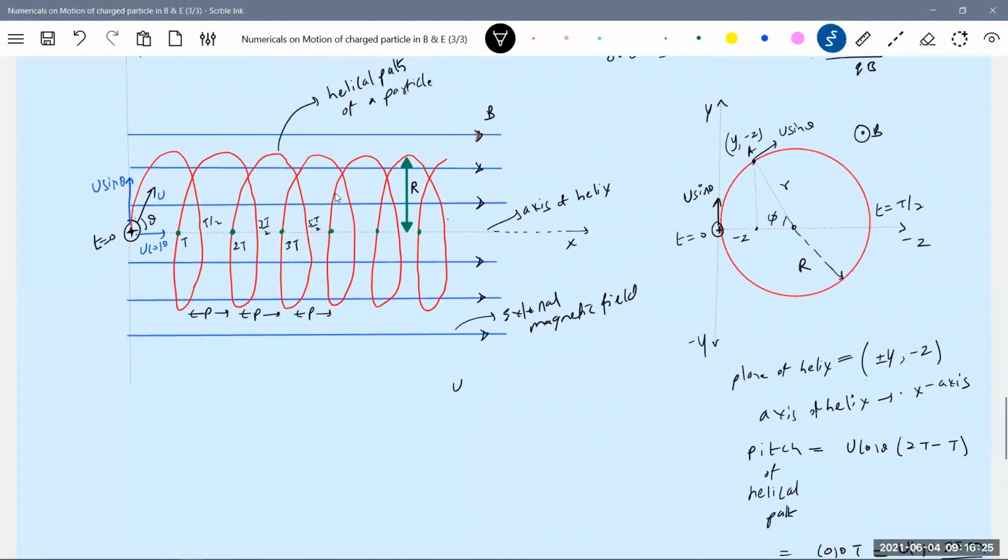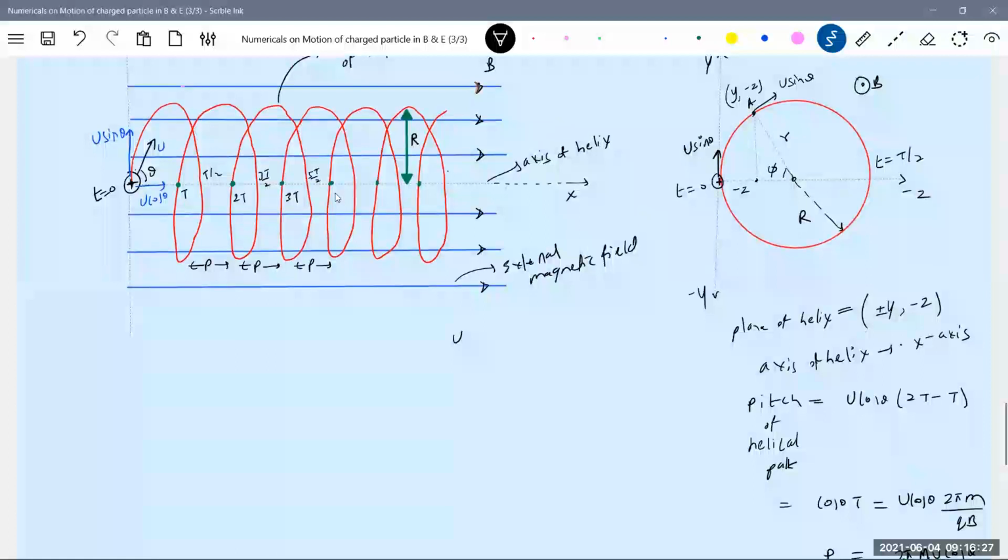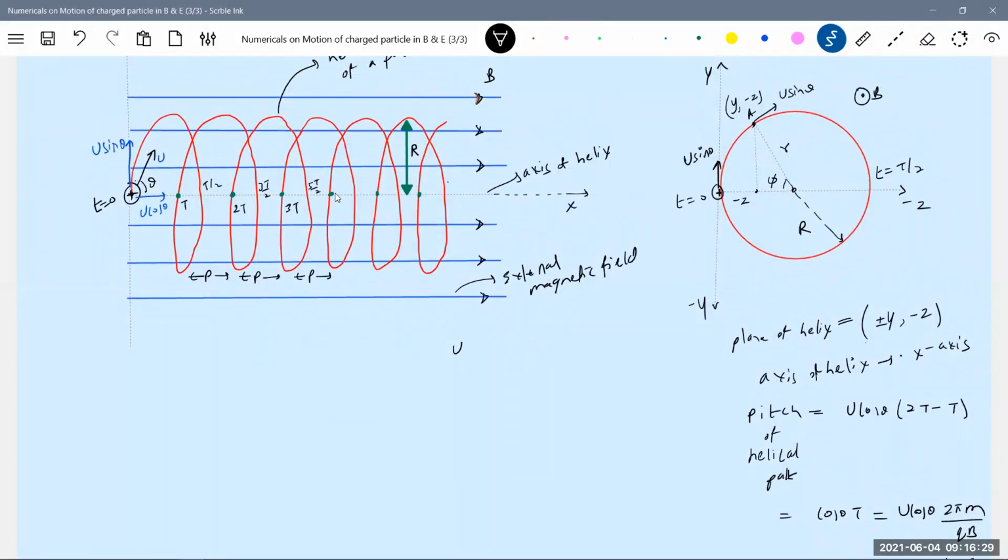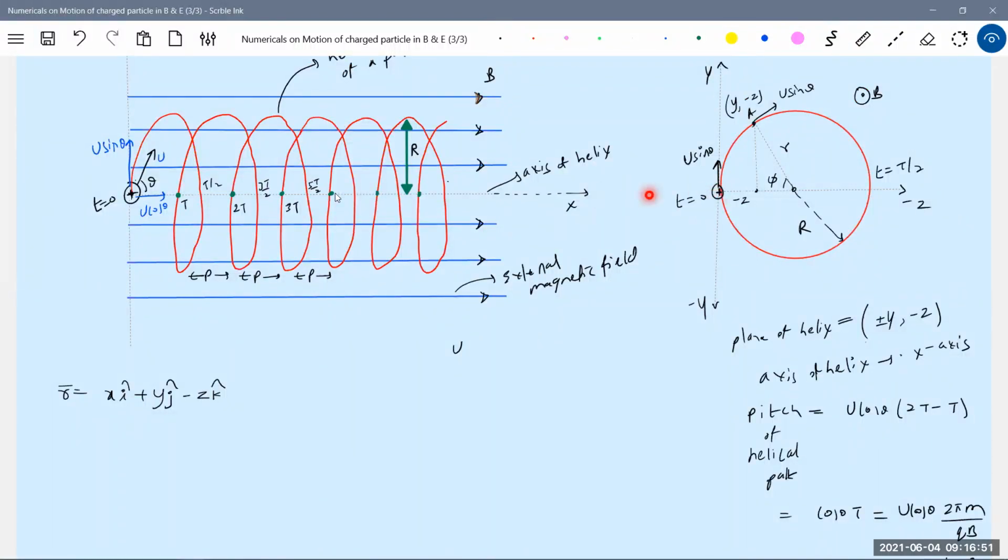Now, looking at this, we'll write the equation. First, I want R bar. R bar should be equal to x i cap plus y j cap minus z k cap, because it can never have a positive z coordinate. Am I right? The charged particle can never come along the negative z axis. So this is just right.